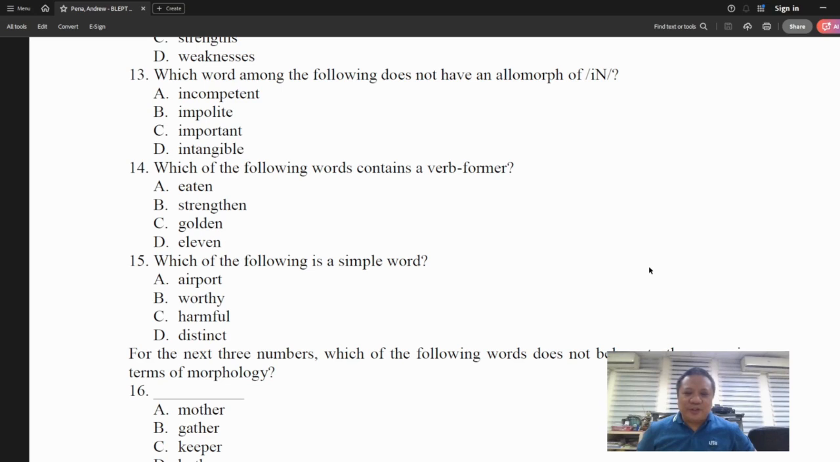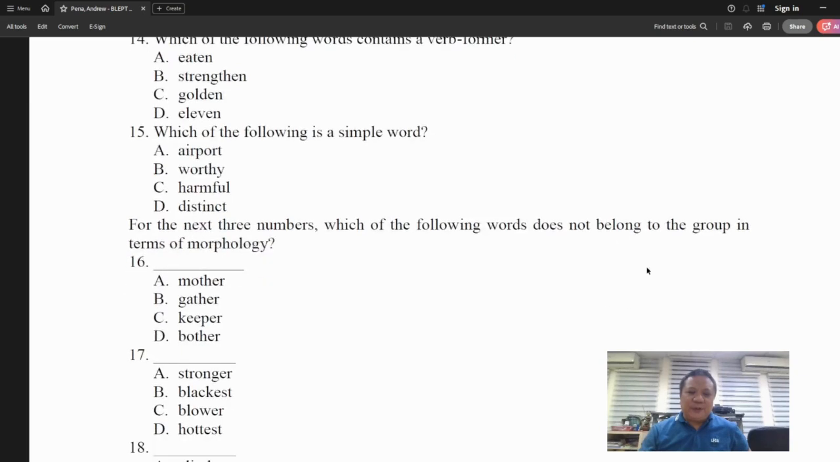14. Which of the following words contains a verb former? A verb former is a suffix that turns a word into a verb. A, eaten, B, strengthened, C, golden, D, 11. In A, the N there signifies past participle. In C, golden is an adjective. D, 11, the N there doesn't mean anything. But in B, strength is a noun, strengthen is a verb. So the answer is B, strengthened.